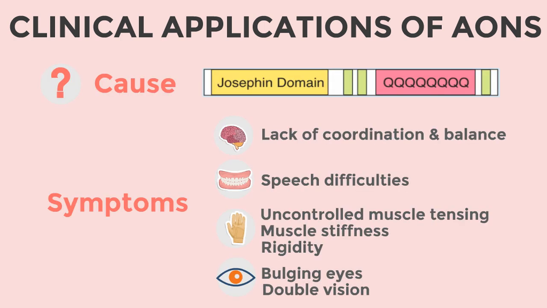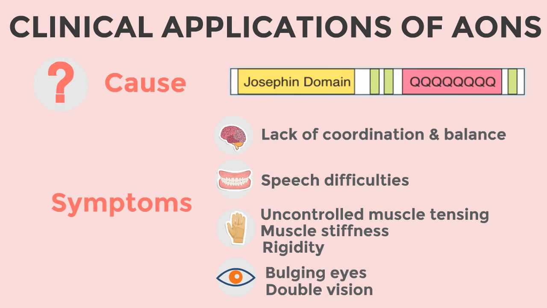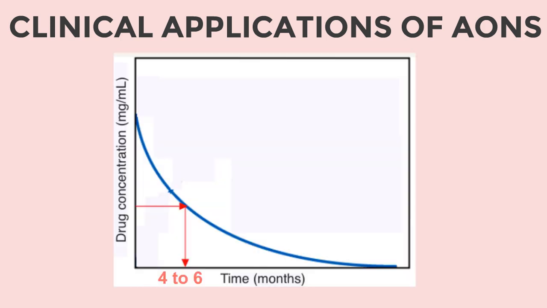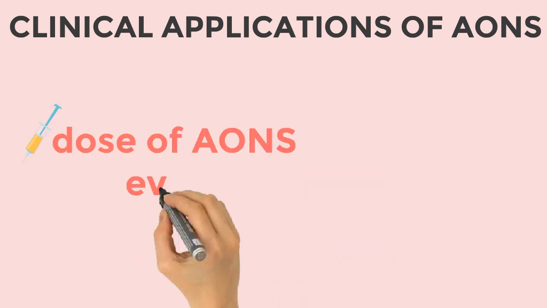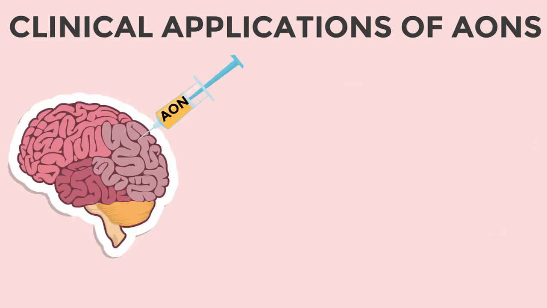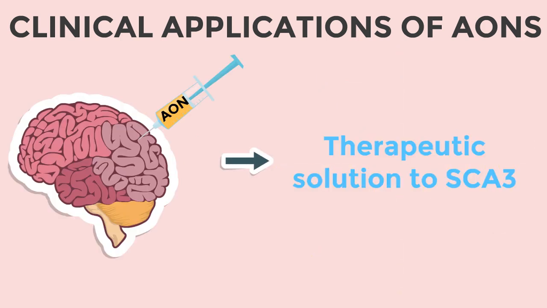Thus, it can restrict further neurodegeneration and thereby delay the development of SCA3. Clinical trials, conducted in 2016, involving injection of AONs to treat spinal muscular atrophy in children have shown that AONs have a half-life of 4 to 6 months in the cerebrospinal fluid. Hence, extrapolating from this, a relatively infrequent dosing of AONs every 6 months in order to treat SCA3 could be a feasible treatment. Thus, the antisense oligonucleotide treatment serves as a therapeutic solution to Spinocerebellar Ataxia Type 3 and holds the potential to stop the progression of the disease completely. However, its efficacy is yet to be tested in humans.